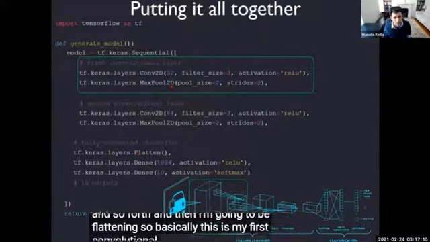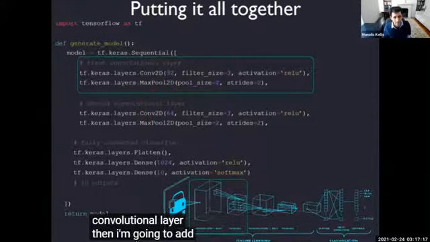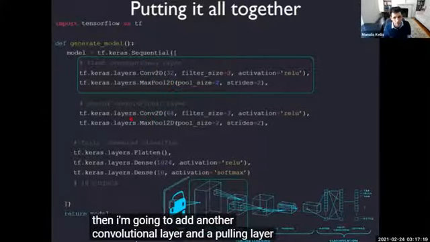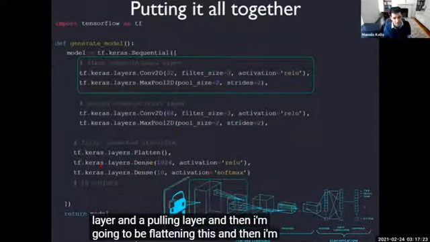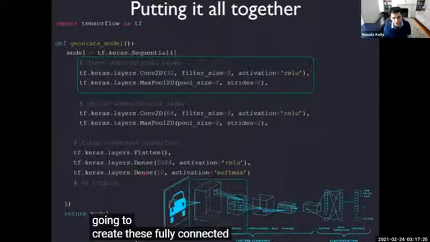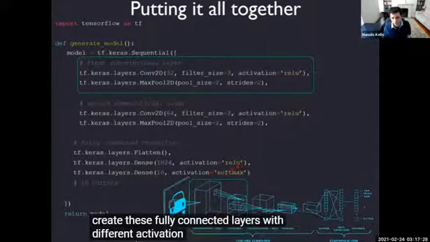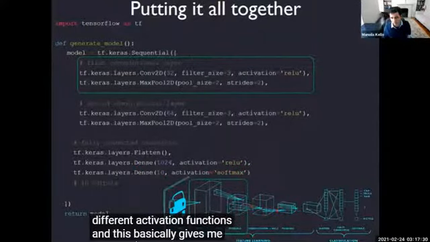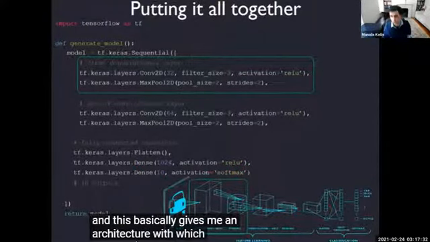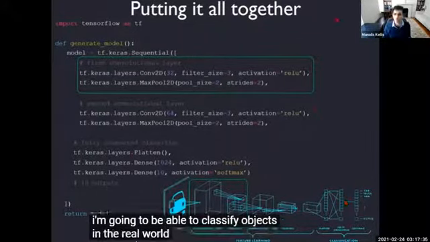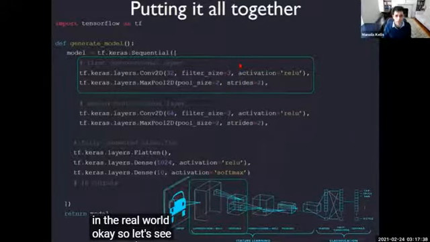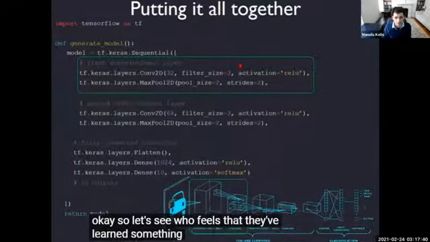So basically, this is my first convolutional layer. Then I'm going to add another convolutional layer and a pooling layer, another convolutional layer and a pooling layer. And then I'm going to be flattening this. And then I'm going to create these fully connected layers with different activation functions. And this basically gives me an architecture with which I'm going to be able to classify objects in the real world. Okay? So let's see who feels that they've learned something today.